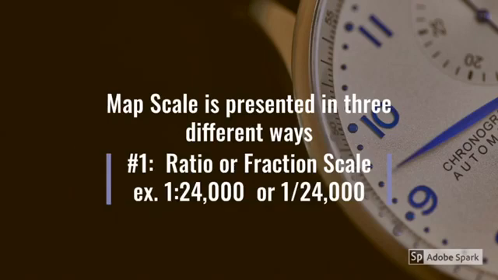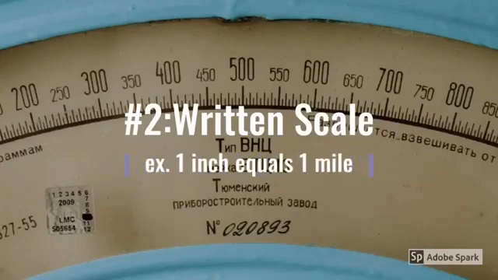The first one is the ratio or fraction scale. The number on the left is 1 unit of distance, while the number on the right represents the same unit of distance on Earth's surface. Number 2, written scale. The number on the left is 1 unit of distance, while the number on the right represents a different unit of distance on Earth's surface.